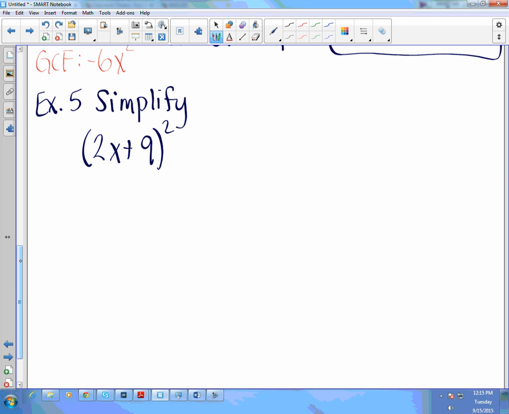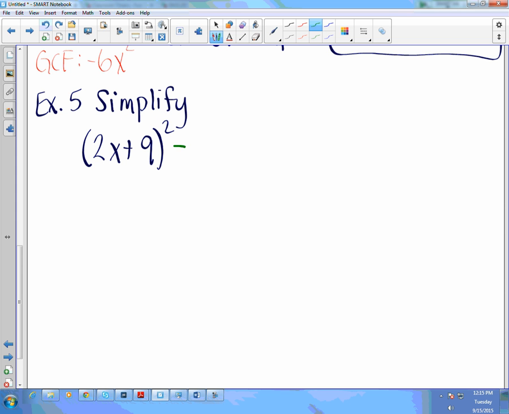Okay, they go, square the 2x to get 4x squared. Don't do that, this is wrong. And then they go 9 squared, plus 81. That is wrong. Please don't do that all year. So we erase that.